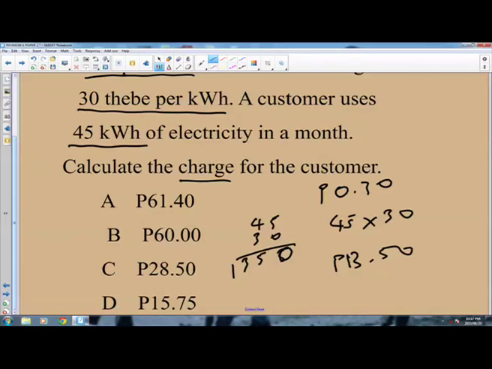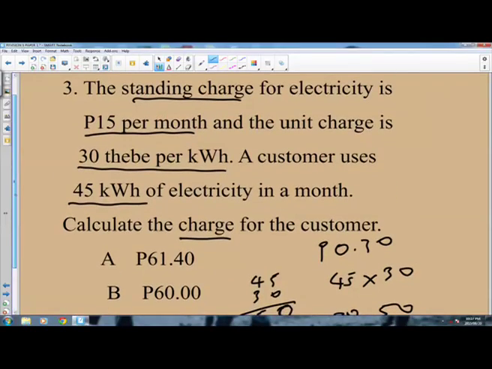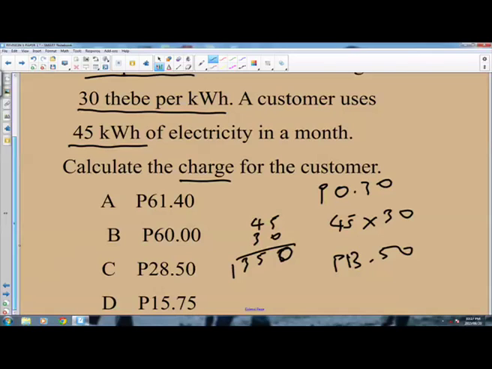And then remember there is a standing charge. We are told about the standing charge, 15 pula per month. That's a standing charge. So we have to add the 15 pula to this 13 pula 50. So this will be plus the 15 pula. And then what is 13 pula 50 plus 15 pula? Is a 0 here, 5, and then 8, 2. So the answer is 28 pula 50. You now go to the alternatives and then circle the answer which corresponds to 28 pula 50. So this is the answer.